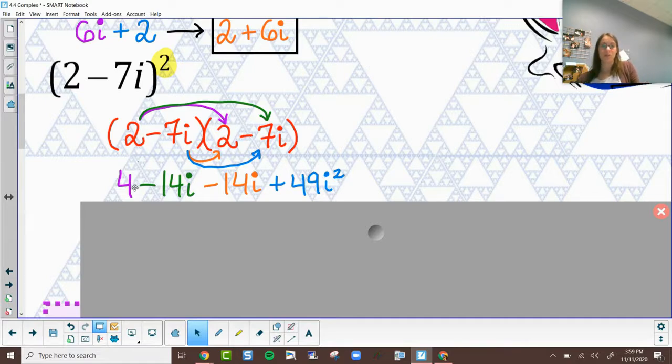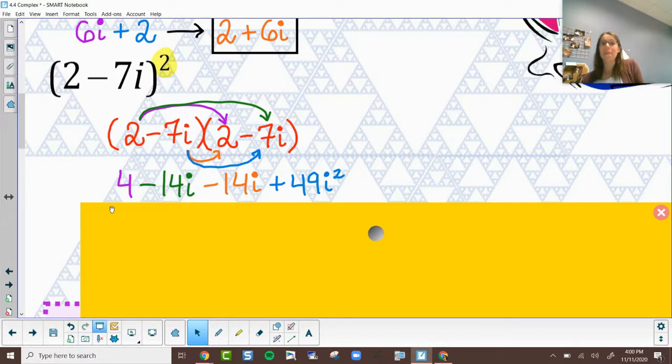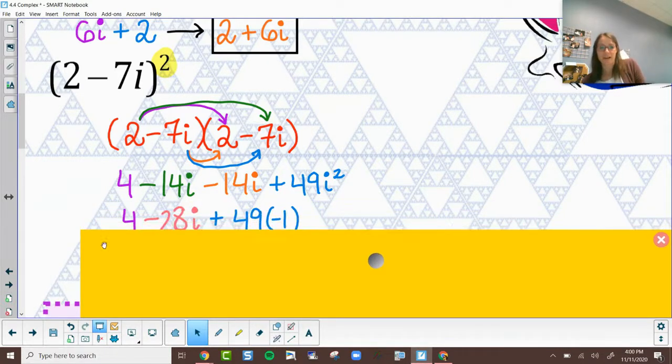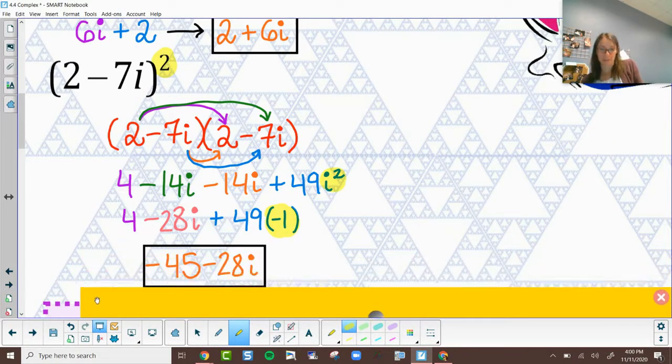So I have 2 times 2 is 4. 2 times negative 7, there's my negative 14i. There's another negative 14i in the orange. And then, negative 7 times negative 7, so there's positive 49, and then i squared. So you can see that now I can combine my like terms. So I have minus 4, minus 28i, and you can see that I've replaced i squared again with negative 1. And again, just combine those like terms.